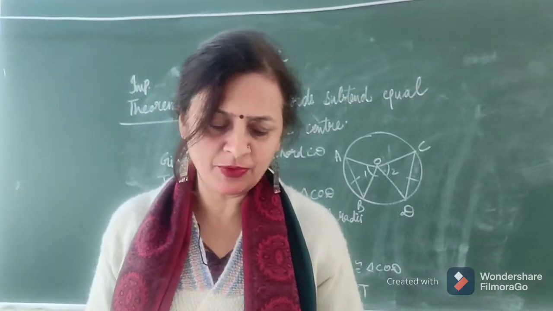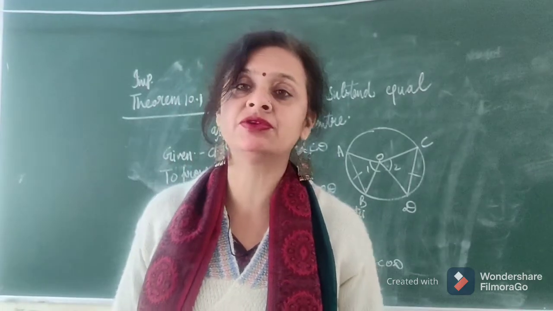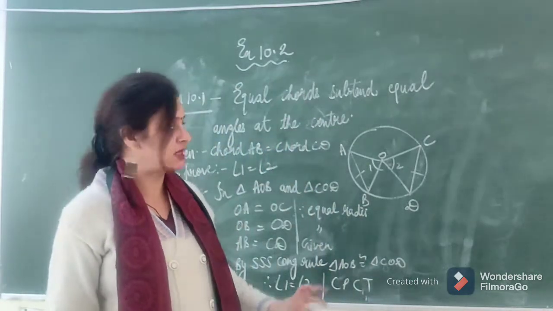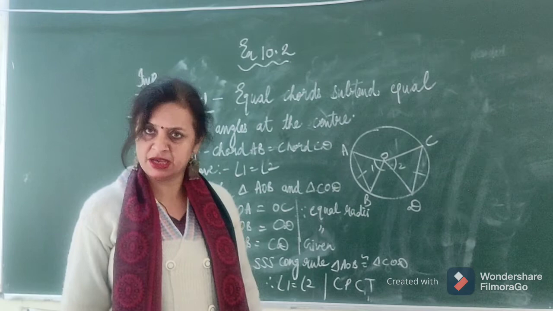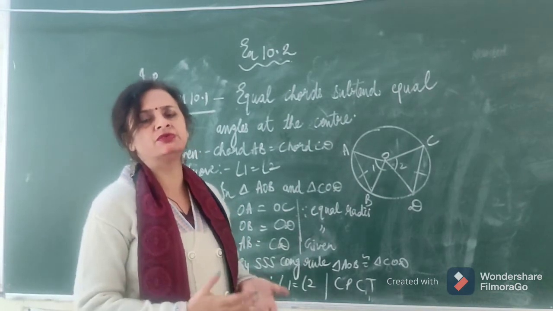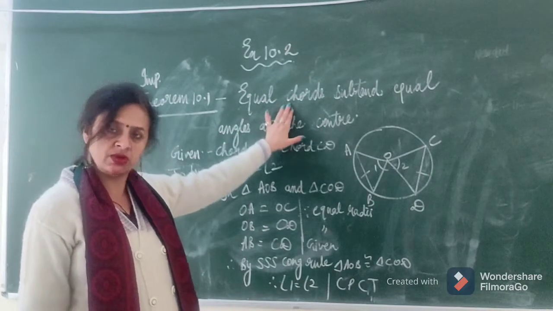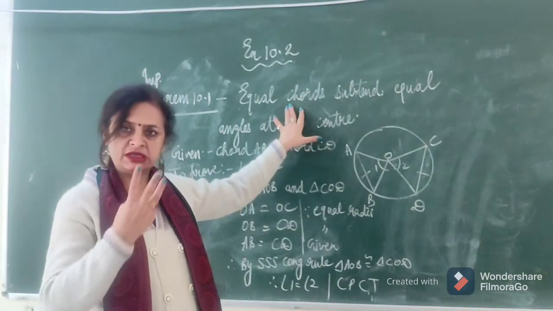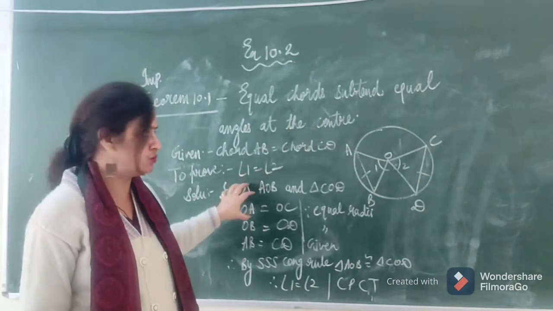Let's do Theorem 10.1. Equal chords of a circle subtend equal angles at the center, which is given to you on page number 172. With this solution, there is one black dot given to you. That means the proof of this theorem can be asked in the exam, and the solution should be the same as given by the NCERT. While writing the proof of a theorem, three things are very important: the figure, what is given to you, and what is to prove.